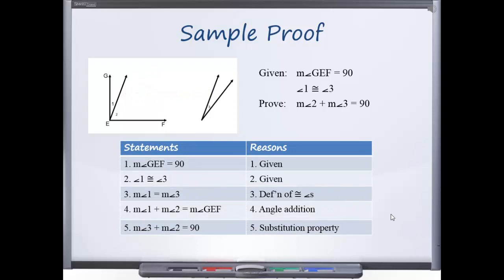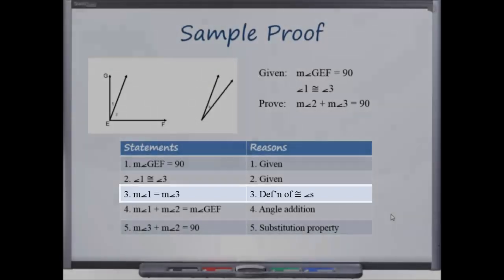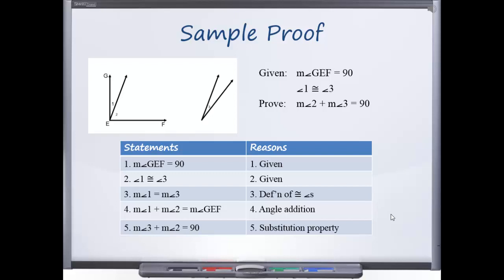We start out with the given information that the measure of angle GEF is 90 degrees, and also that 1 and 3 are congruent angles. If 1 and 3 are congruent angles, that means we can conclude that their measures are equal, and that's by definition of congruent angles. Now notice, we need to make that conclusion because we're going to be dealing with measures in future statements here. We can never just say angle 1 plus the measure of something else. We don't want to confuse congruence with equality here.